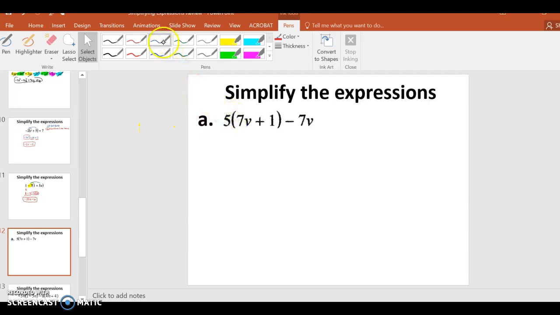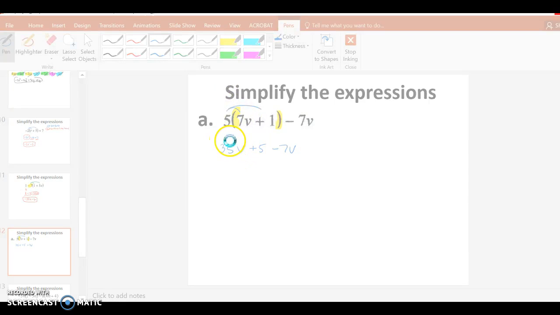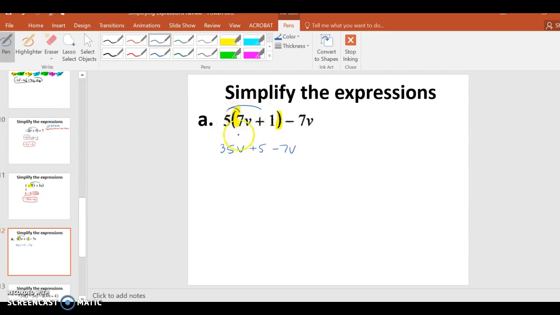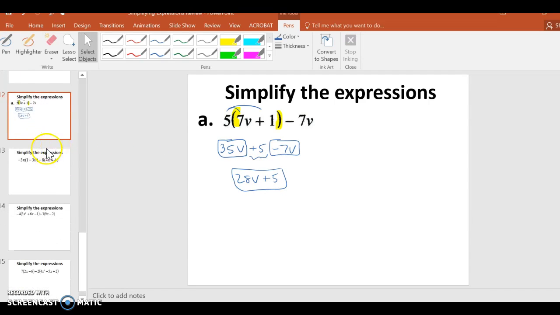Okay, so this next example, again, anytime I see parentheses, I must look and see if I have to distribute. So in this case, I'm going to distribute the 5. 5 times 7v, 35v. 5 times 1 is plus 5. And I'm going to bring down the minus 7v. Then I look to combine like terms. So I'll start with my variable expression, 35v. That can be combined with negative 7v to give me 28v. And then I'm going to bring down the plus 5. Okay, so again, we're distributing and then combining like terms.